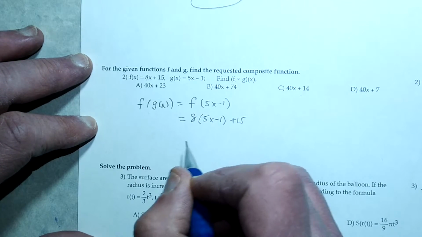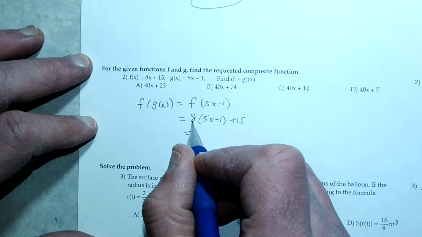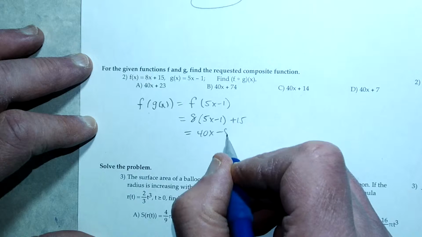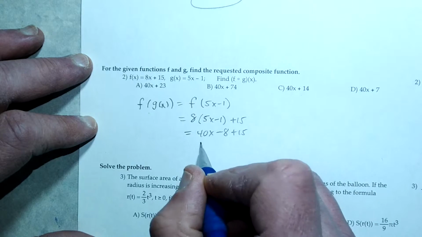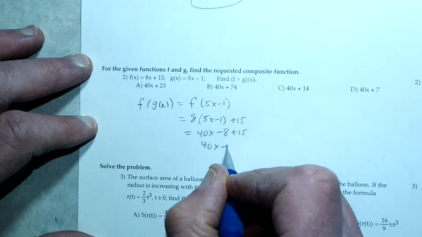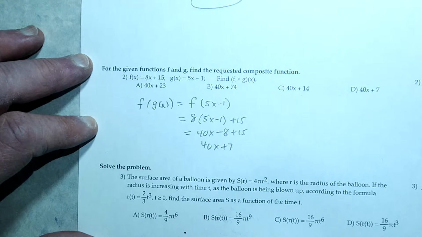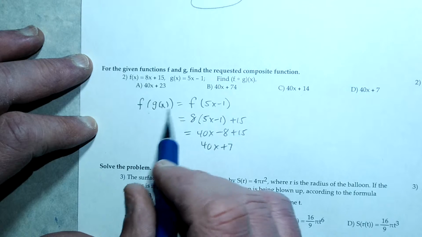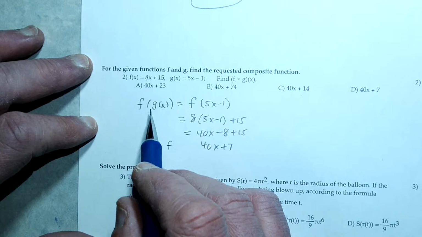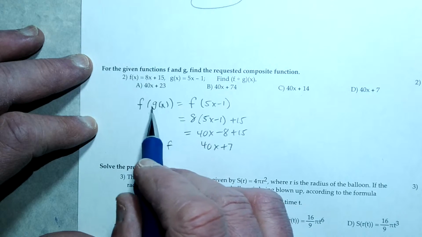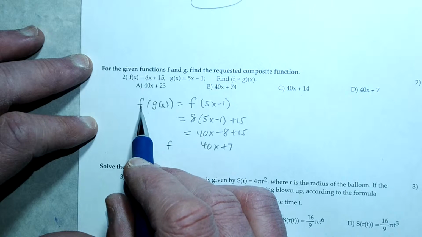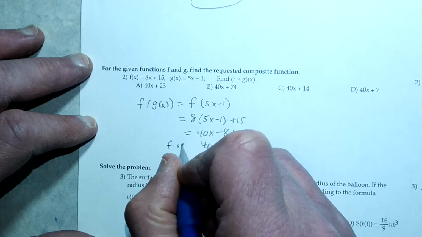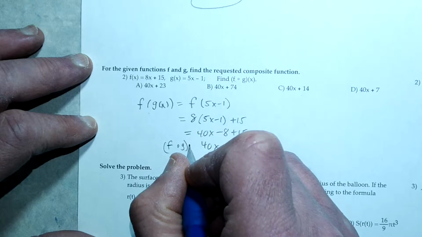I simplify this, and I would have 40x minus 8 plus 15, which is 40x plus 7. And that is my f of g. I could write it either way. I like this notation personally. It seems to give me a better feel for the fact that I'm putting the g of x function into the f function to find f of g of x as a composite function.